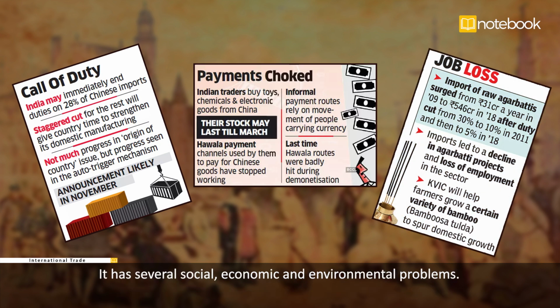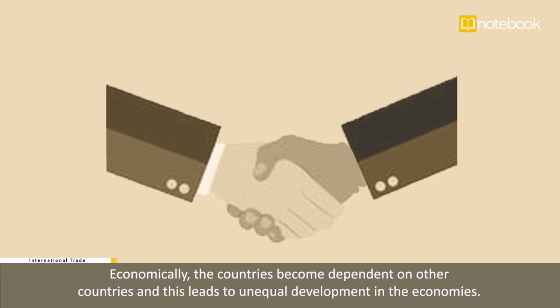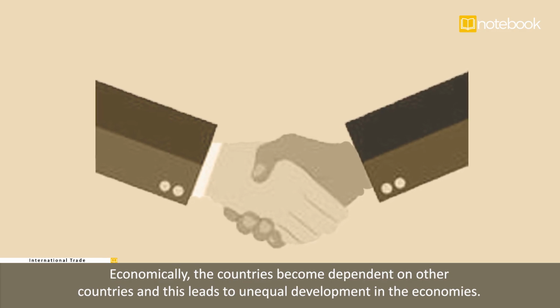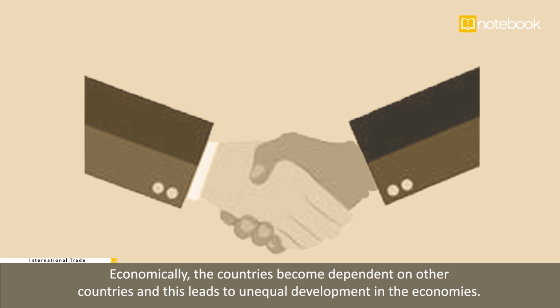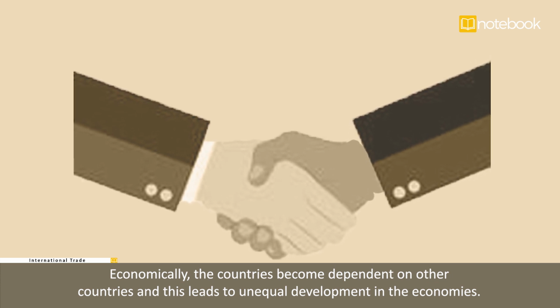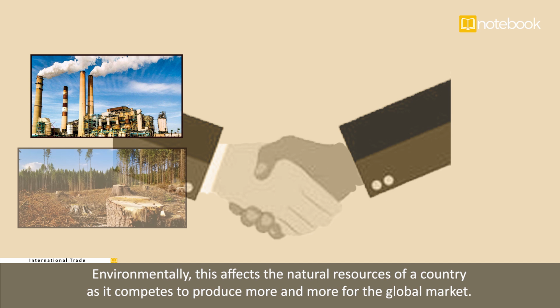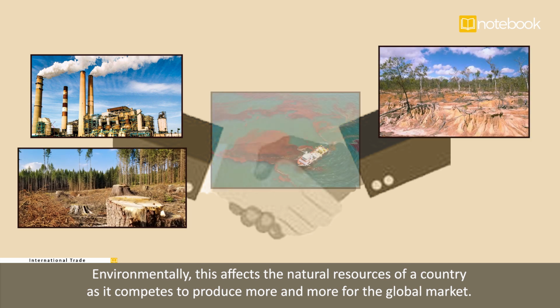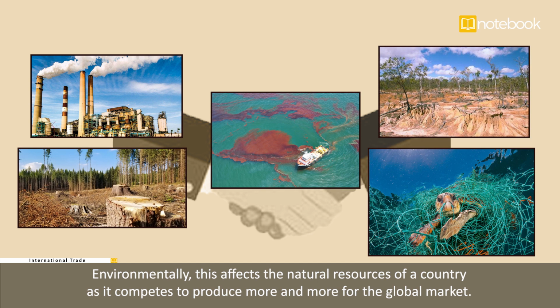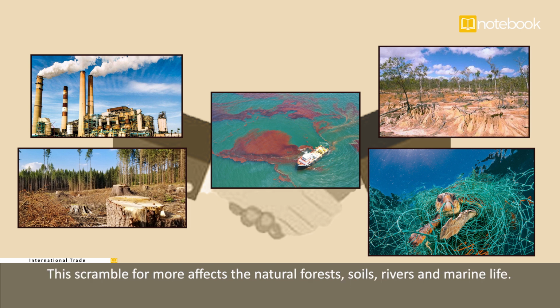several social, economic, and environmental problems. Economically, the countries become dependent on other countries, and this leads to unequal development in the economies. Environmentally, this affects the natural resources of a country as it competes to produce more for the global market. This scramble for more affects the natural forests, soils, rivers, and marine life.